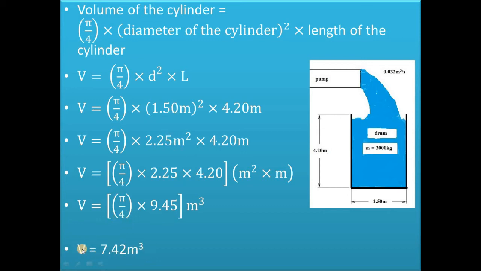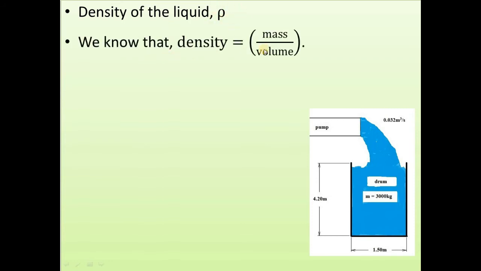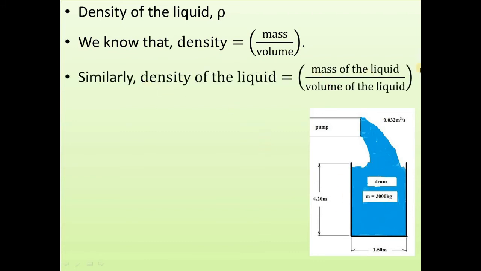Now we have found out the value of volume of drum, and also we know the value of mass of liquid filled inside the cylinder. So by using these two values we can easily find the value of density of liquid, which is taken as rho. The basic formula for density is mass by volume. So similarly, the formula for density of liquid will be mass of the liquid divided by volume of the liquid. So in this formula we know the values of mass and volume, so just substitute the values. We get rho is equal to 3000 kg divided by 7.42 meter cube.